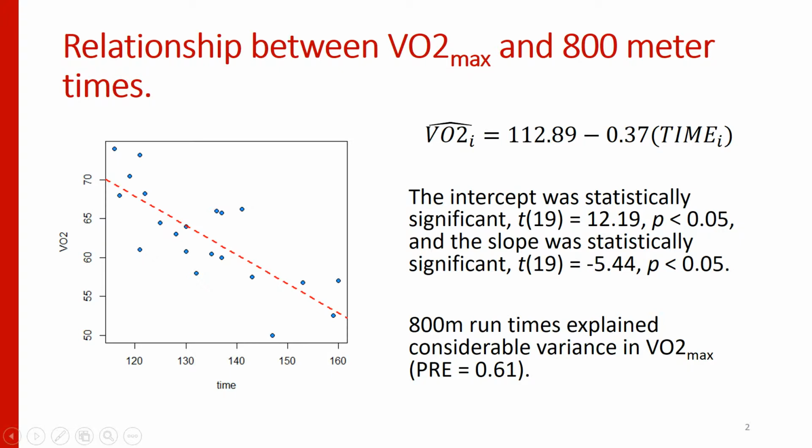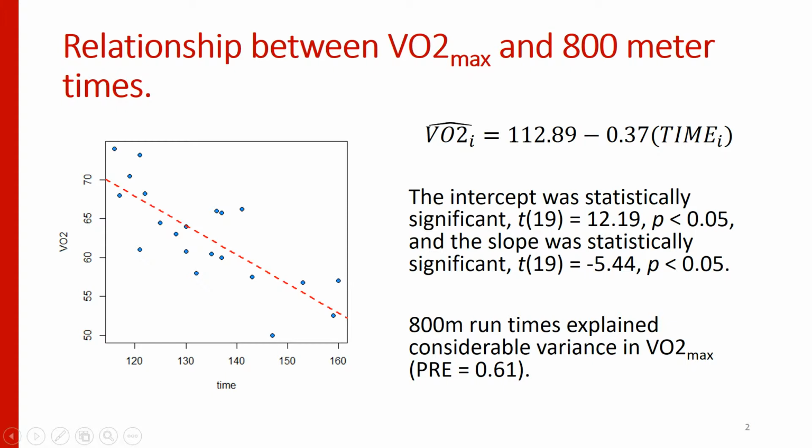So we're looking at the relationship between VO2 max and time in the 800-meter sprint in 21 track and field athletes. As you can see, there's a negative relationship between VO2 max and 800-meter sprint times, which is best represented by this dotted red line, which is the coefficients from this formula here. This red line has an intercept of 112.89 and a slope of negative 0.37.